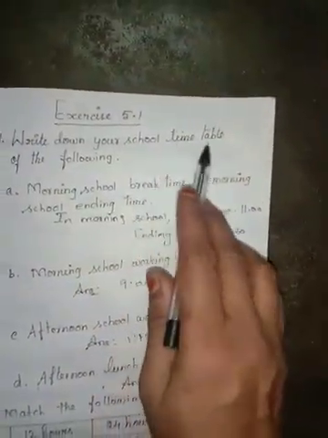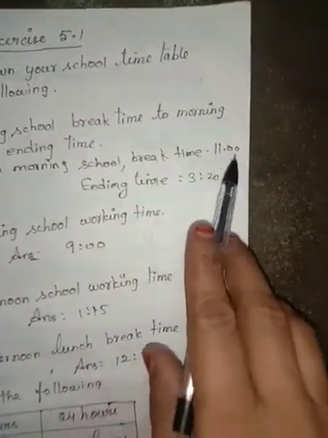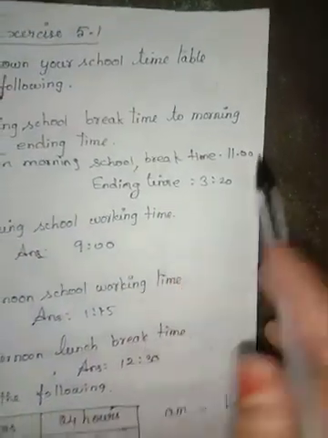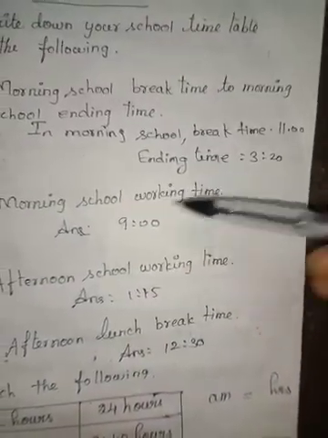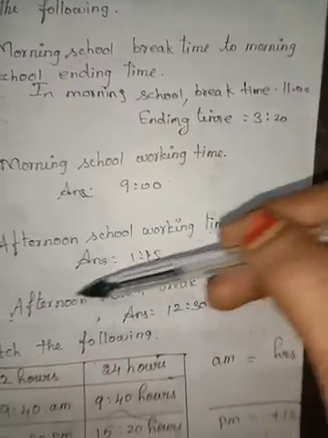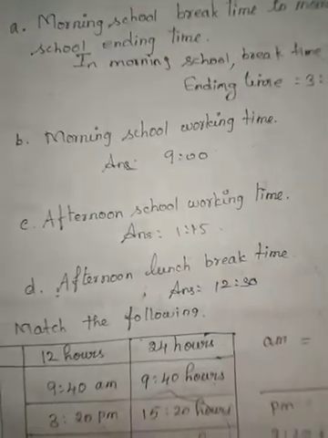Then coming to the exercise: write down your school timetable of the following. Morning school break time is 11 o'clock. Morning ending time is 3:20. Morning school working time is 9 o'clock. Afternoon school working time is 1:15. Afternoon lunch break time is 12:30. So some matches are given.